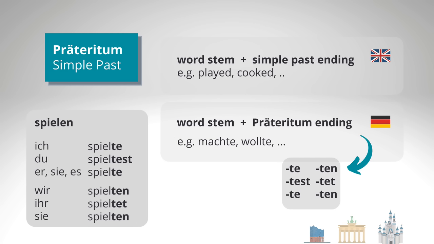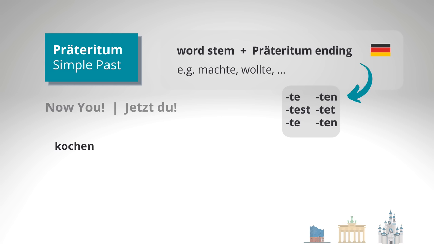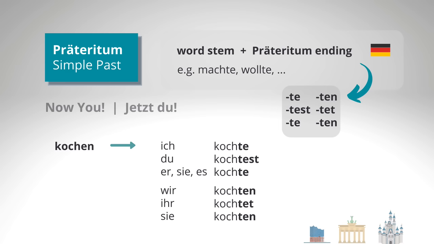Got it? Okay, then now it's your turn. In the following, I will be giving you a verb, for example, kochen, to cook, and your task is to conjugate the verb in the Präteritum. So in this particular case, you would need to reduce kochen to its verb stem, koch, and then you need to add the Präteritum endings. So the solution would be ich kochte, du kochtest, sie/es kochte, wir kochten, ihr kochtet, and sie kochten.